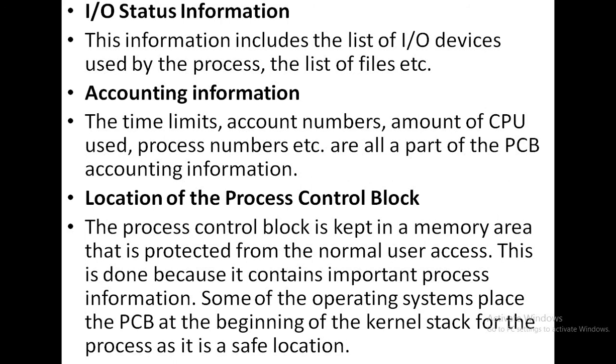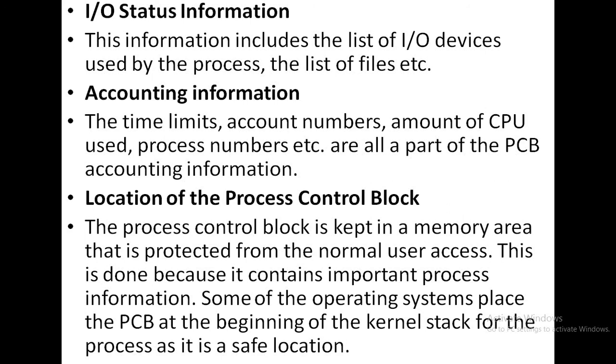Next is accounting information. So the time limits, account numbers, amount of CPU used, process numbers, etc. That means the time required to execute one process depends on the process or type of process. That's why each individual process's execution time of a CPU is also stored inside the process control block.